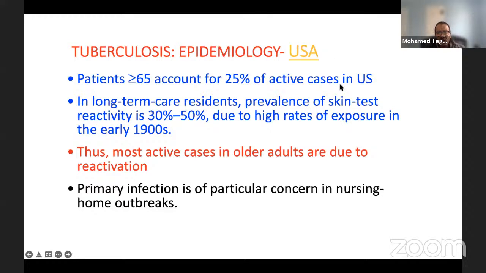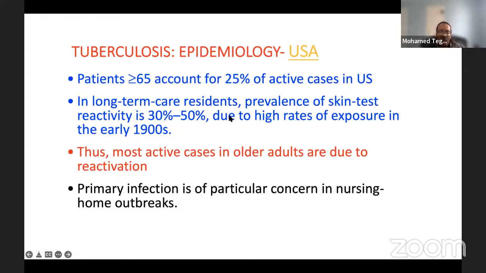Comparing TB screening and management in the US, my attempt is to compare the current treatment in the States or developed countries versus developing countries, for example in Africa or Asia. TB statistics here in the United States: patients older than 65 account for almost 25% of the active cases in the US, and that by itself is definitely a red flag. The geriatric population is more susceptible to TB than young adults in the United States or most developed countries.